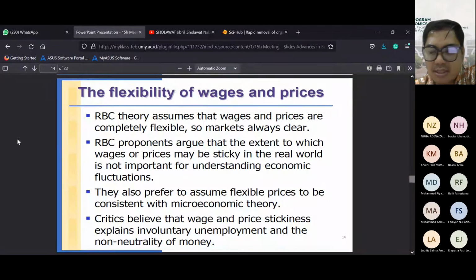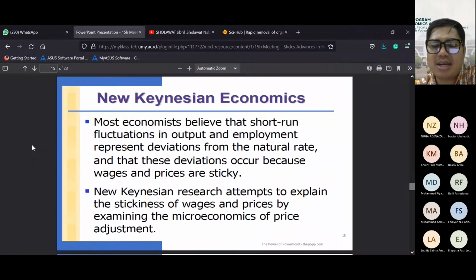Okay, the next one is new Keynesian economics now. So what is the difference between the RBC and the new Keynesian economics? So in the new Keynesian economics, most economists believe that the short-run fluctuation in output and employment represents deviation from the natural rate. This deviation occurs because wages and prices are sticky. So the new Keynesian economics believe that there are no flexible wages and prices. Sticky means very difficult to change. Once the wages and prices are at that point, it's very difficult to change them.